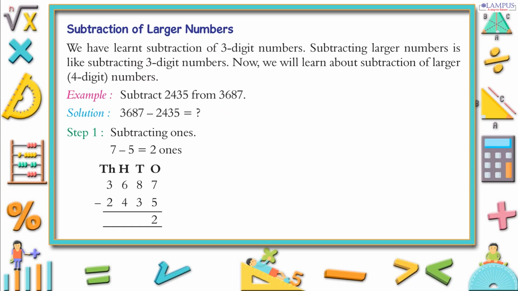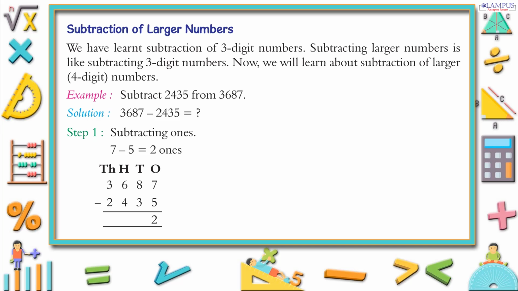Subtraction of larger numbers. We have learned subtraction of 3-digit numbers. Subtracting larger numbers is like subtracting 3-digit numbers. Now, we will learn about subtraction of larger, 4-digit numbers. Example: subtract 2435 from 3687. Solution: 3687 minus 2435 equals. Step 1. Subtracting ones.